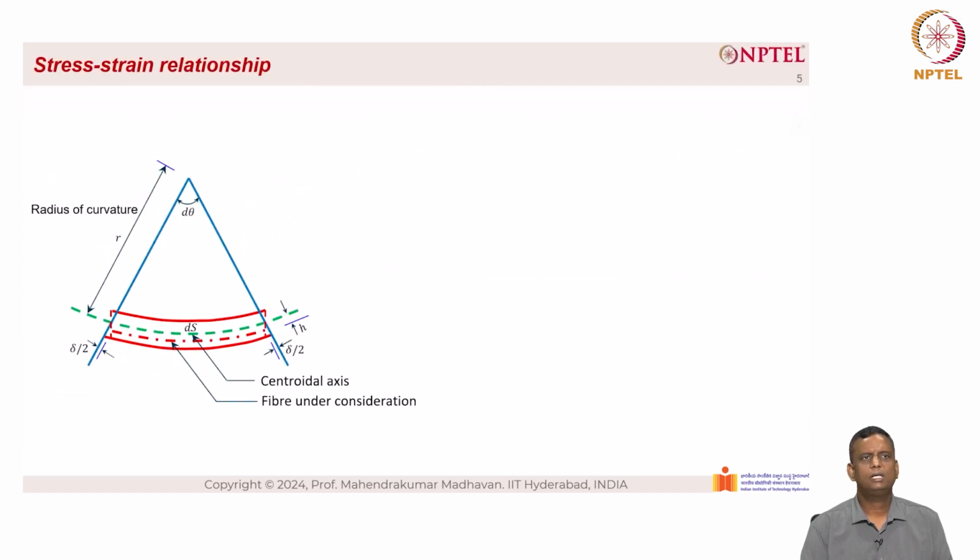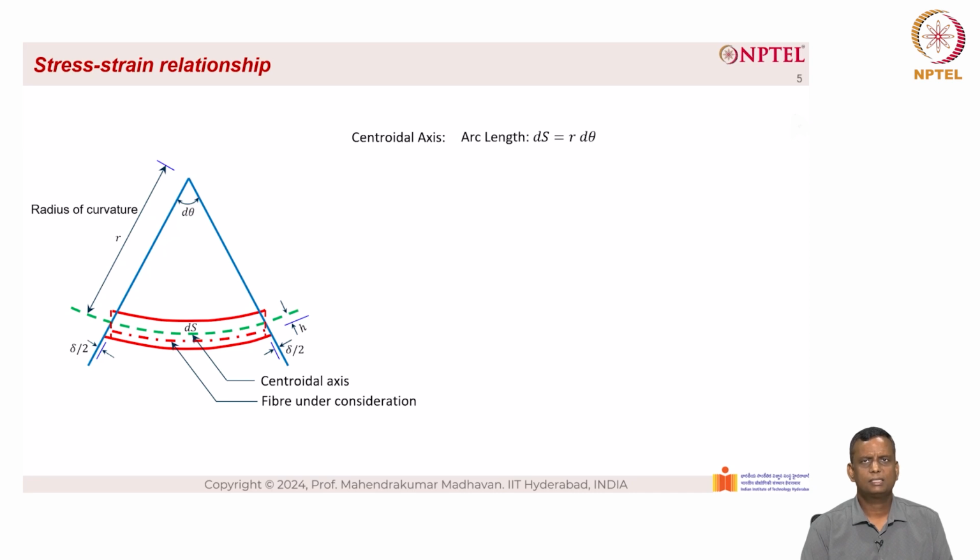So look at this curve. Basically, this is a stress-strain relationship. We are trying to understand what happens when a member is subjected to bending. So we have a centroidal axis, which is the dotted line, whose length is dx, which is green in color, and then we have a fiber under consideration whose color is given as red. The radius of curvature is r. The d theta is the angle at which it is having this bent configuration, and the delta by 2 is the small displacement that we have at the bottom as well as the top.